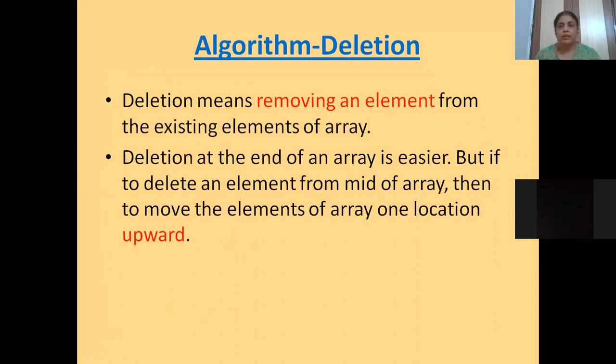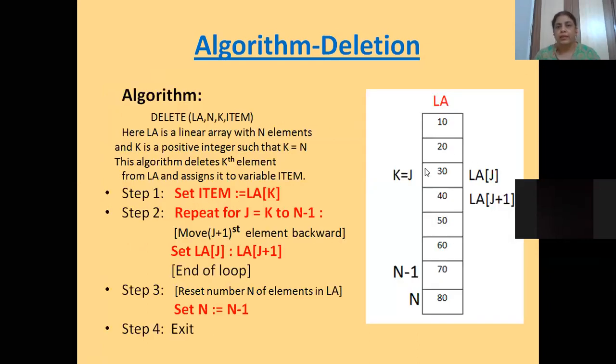So what do you have to do? The elements below that deleted item, you have to move all of them one step up. Like this. Here if I delete this 30, this place will be free. So you need to move 42 here, 52 here, 62 here, 72 here, and 82 here. And after that, your one element is now less.